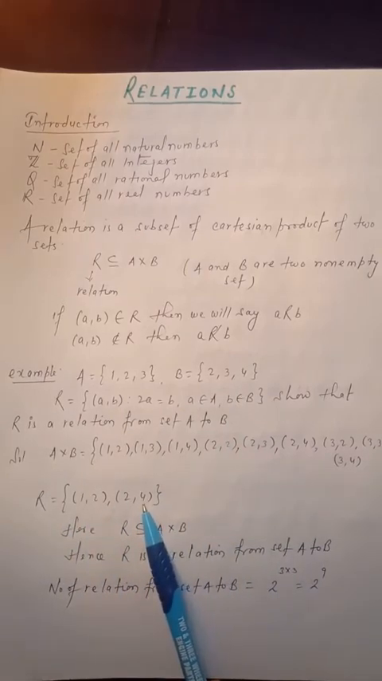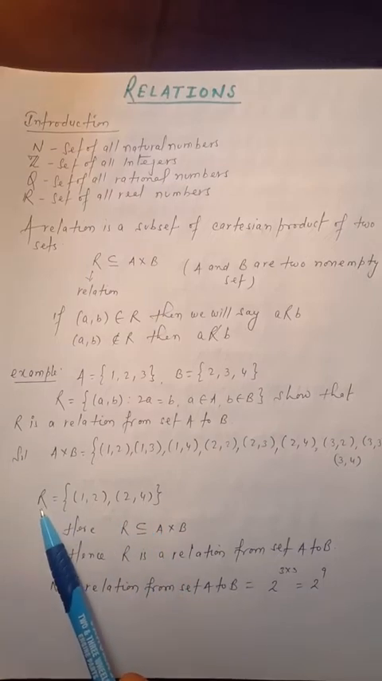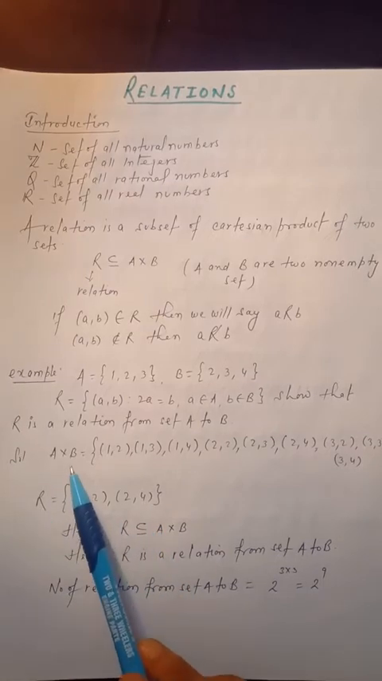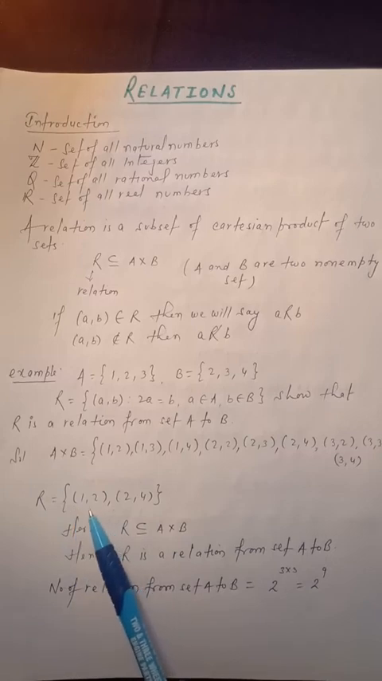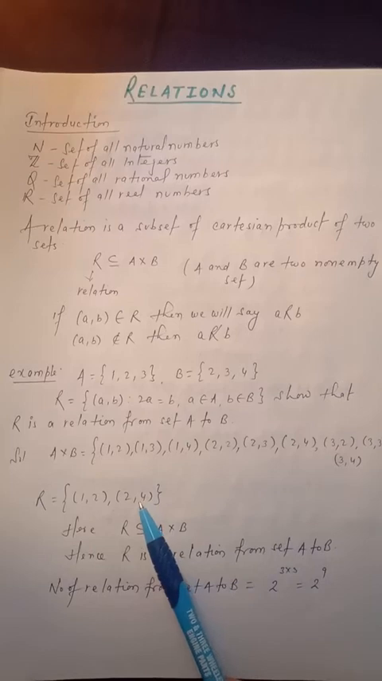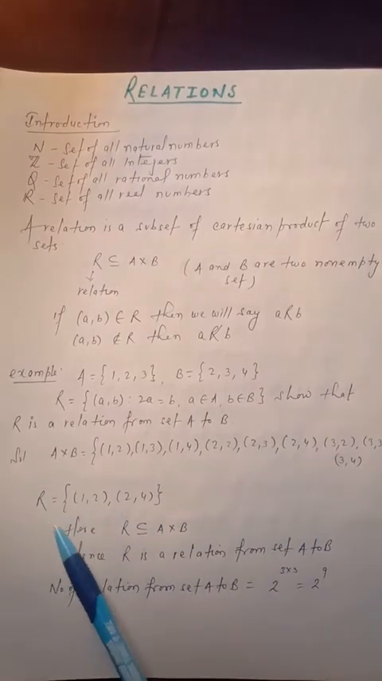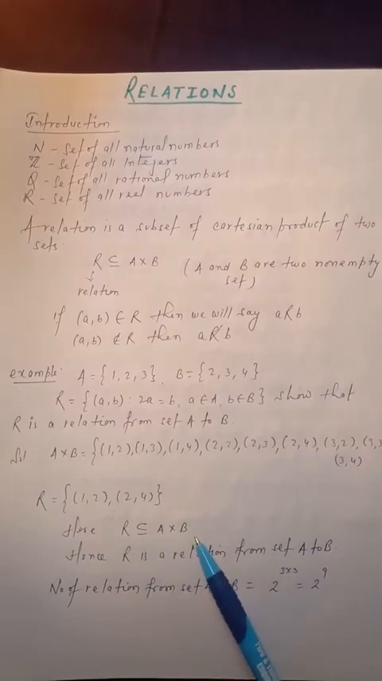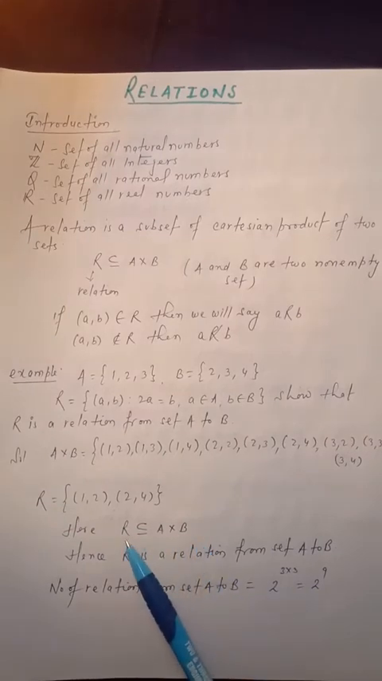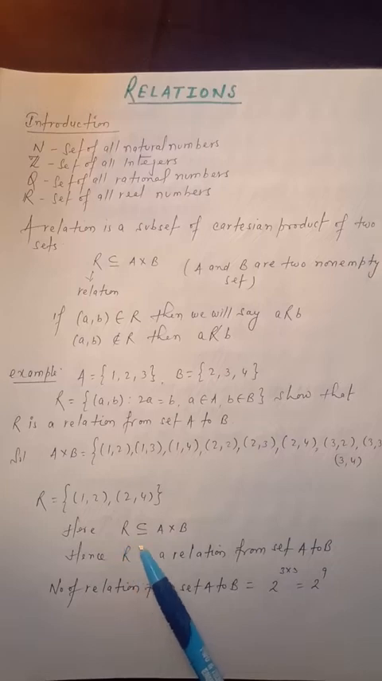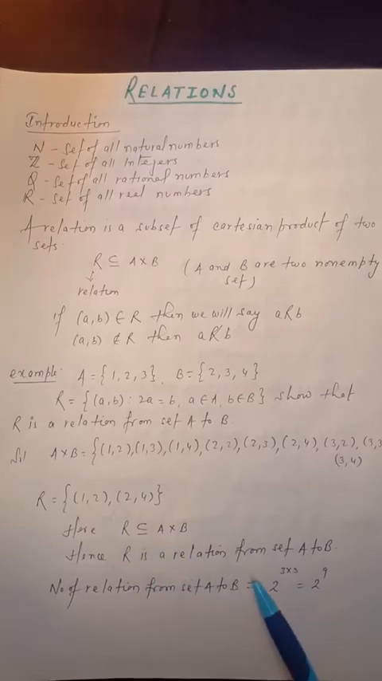We can easily observe this R is a set which is a subset of A cross B, because (1, 2) belongs to A cross B, as well as (2, 4) is in A cross B. Therefore R is a subset of A cross B, and we already know when any set is a subset of A cross B, it is known as a relation. So R is a relation from set A to B.